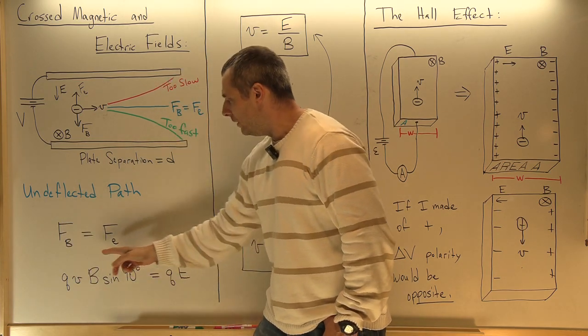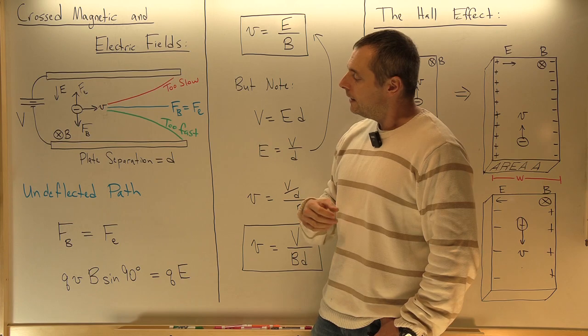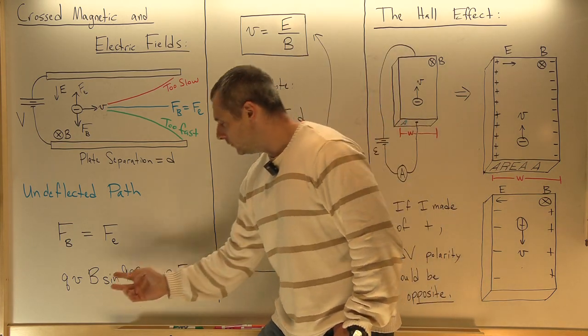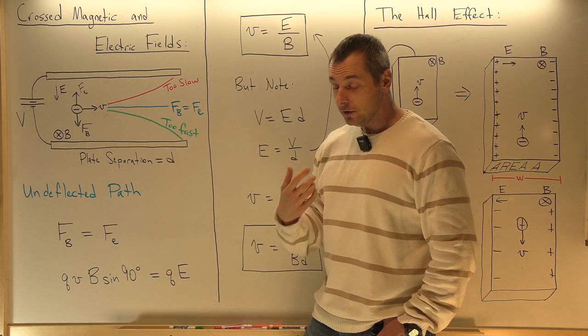That means the forces have to balance, the magnetic and electric force have to be equal. Filling in the pieces, the magnetic force is qvB sine theta, as we learned in an earlier video on this topic.